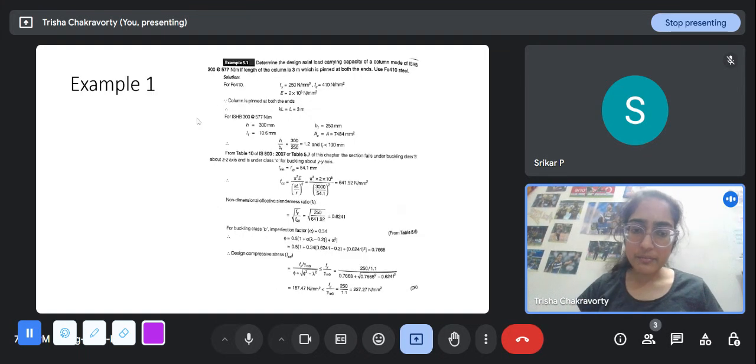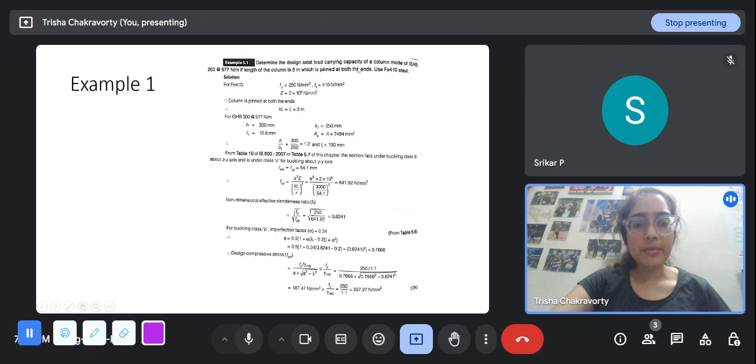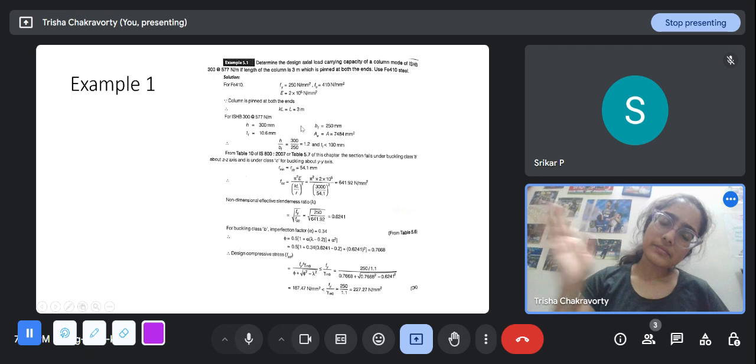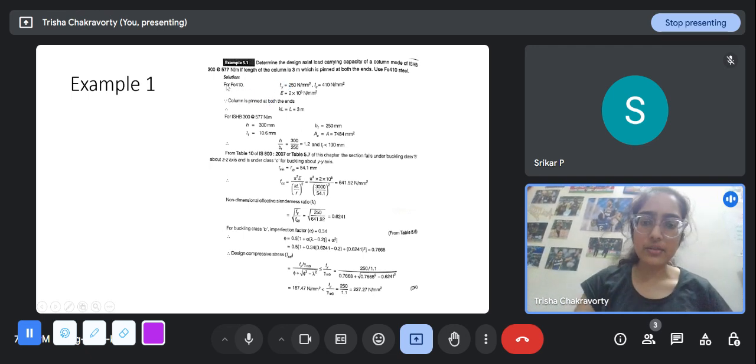I'll go into an example to make it more clear. Determine the design axial load carrying capacity of a column of ISHB. This is a forward problem again. Here the section is given and we are finding the compressive strength. So for Fe 410, we know these values. The column is pinned at both ends, so we know that the effective length is the same as the actual length. So the KL is 3 meter.